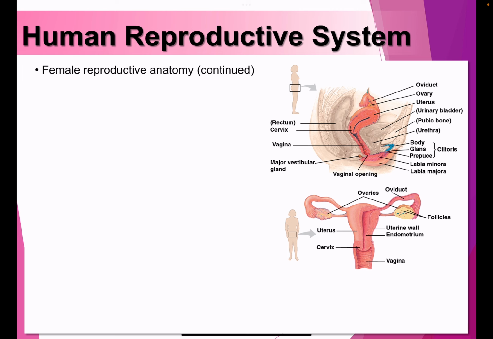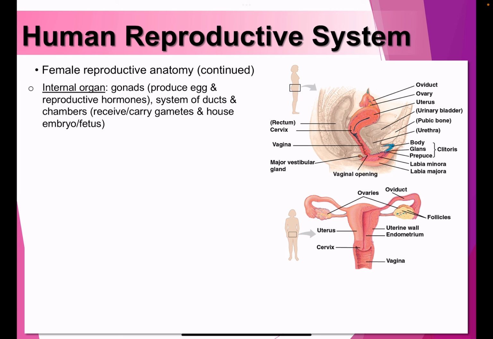Okay, and then you have the internal organs. Like I said, the female's external organs are very simple. The majority of the reproductive stuff is inside the body. Just like the male, you have gonads, which now are the ovaries that produce the egg and also reproductive hormones for females. And then you have a system of ducts and chambers.